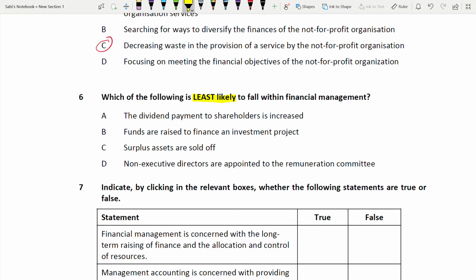Okay. Because you can sell the surplus asset and use that finance either to invest or to pay off the dividend, right? So D is the right answer. Non-executive director appointed to the remuneration committee. This is something which is not in the hands of the financial manager. It is least likely. Because all the previous three, A, B, and C, are the role of financial manager, but D is not. So the correct answer is D.